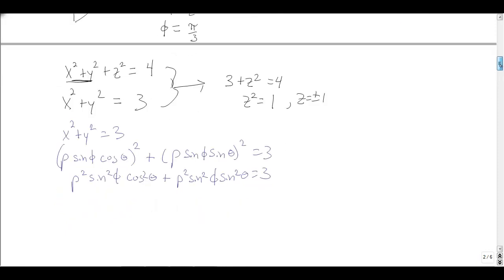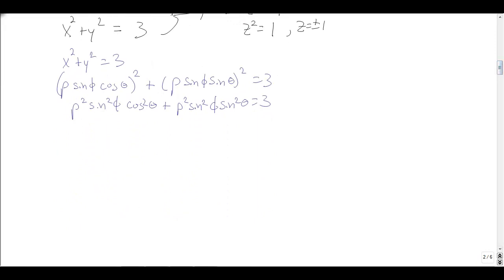Looks kind of awkward to deal with, but if you notice, I've got a rho squared sine squared phi here and a rho squared sine squared phi there as well. So both terms have that common factor. I'm going to factor that out, and what's left turns out to be really nice: cosine squared theta plus sine squared theta equals 3. Well, that cosine squared theta plus sine squared theta is 1. It's a trig identity. And so we get that the cylinder is the equation rho squared sine squared phi equals 3. Now you can take the square root of both sides.